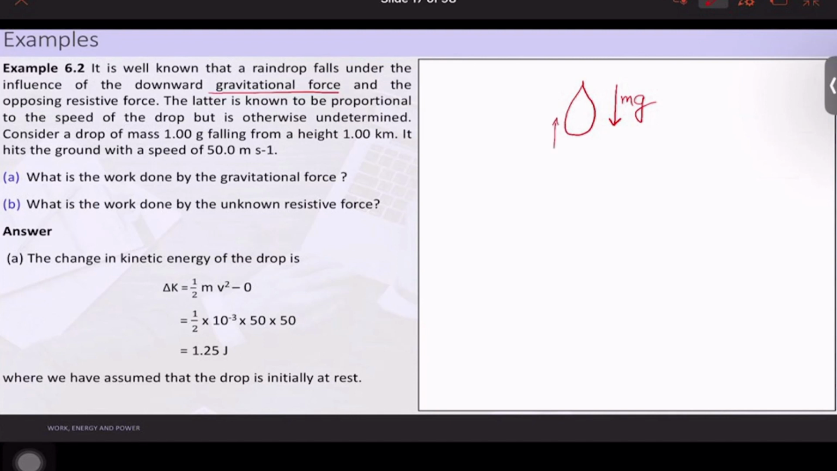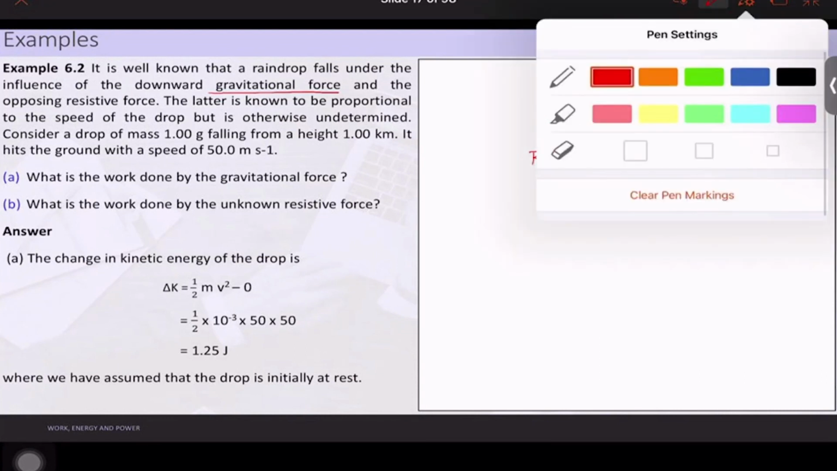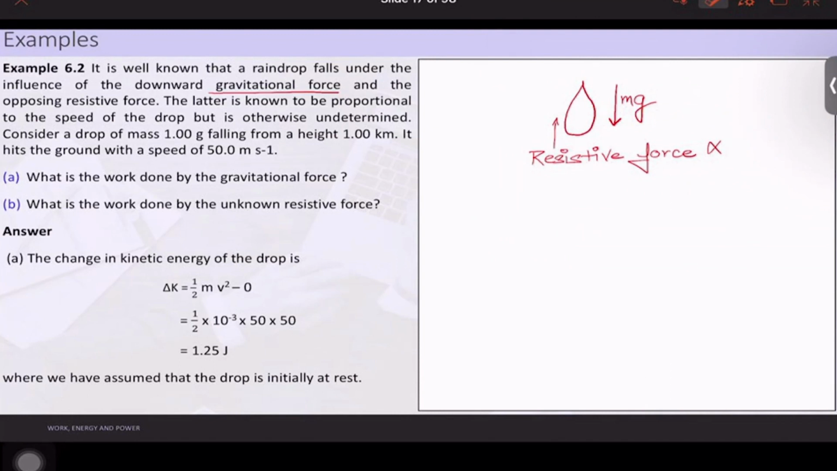There is a resisting force in this direction. The latter is known to be proportional to the speed of the drop, but is otherwise undetermined. So this is said to be proportional to the speed of the drop. It depends upon the speed at which it is going downwards. It depends upon the speed of the drop, but is otherwise undetermined. Otherwise, we cannot find the value.